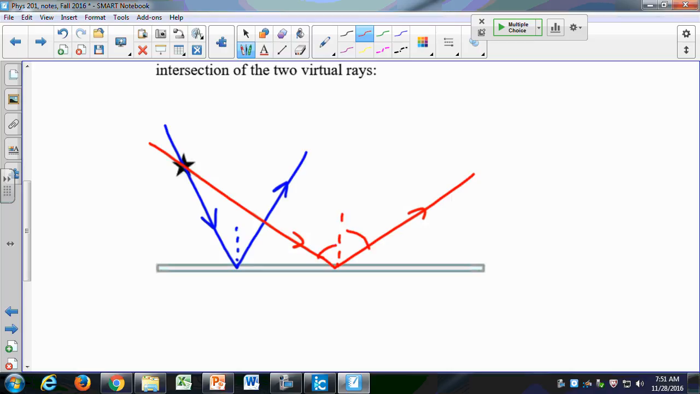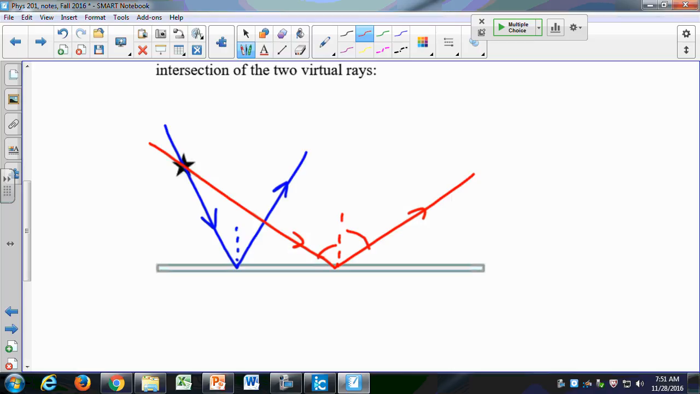Now, to determine where the object is, I have to find the place where two rays cross. Notice these two reflected rays. Are they convergent or divergent? Are they going to come together or do they never come together? They never come together. They're divergent. They keep going farther and farther apart. So they're never going to create an image on this side of the mirror.